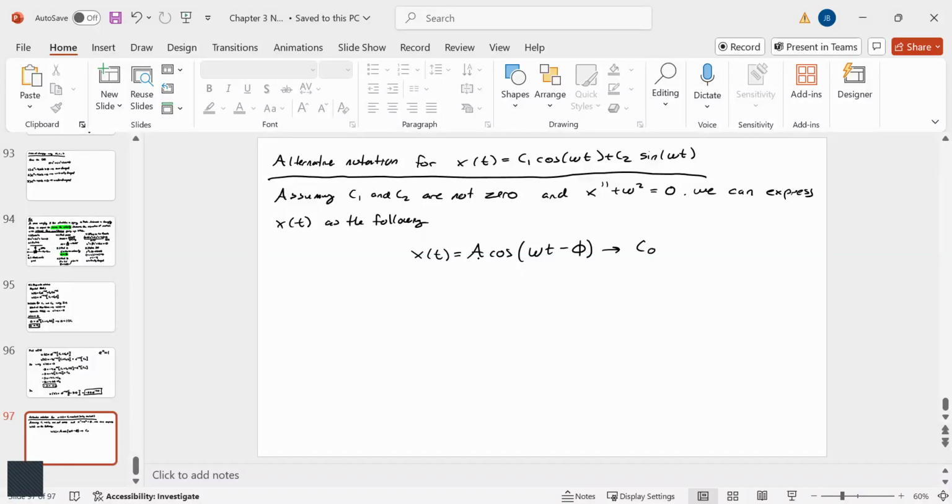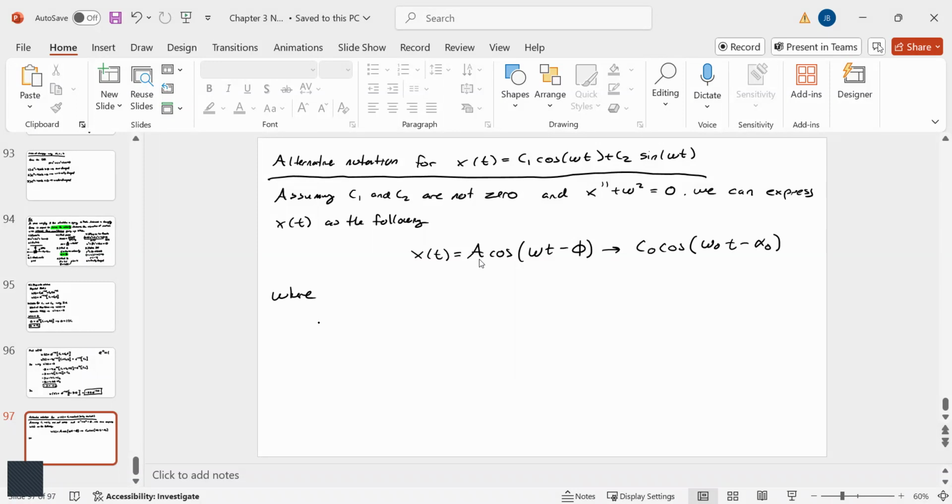C naught cosine omega naught t minus alpha naught. That's how the homework will write it. I think it's an alpha actually, not even an A. So it's the same thing, same process, just different letters. So we have formulas as follows.